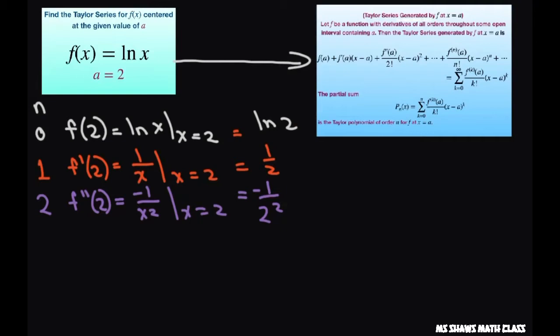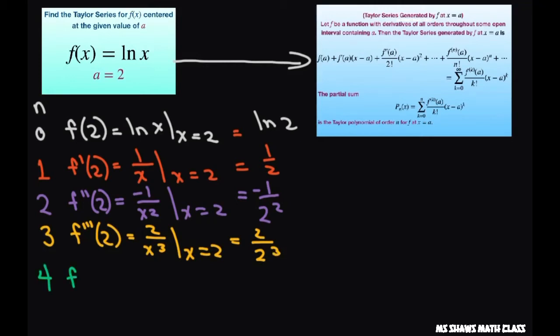All right, let's try the third one. F triple prime of 2 is going to equal 2 divided by x cubed. Evaluate that at x equals 2, and that gives you 2 divided by 2 cubed. All right, and for n equals 4, we have the fourth derivative at 2. That's going to be negative 6 divided by x to the fourth power. At x equals 2, that gives us negative 6 divided by 2 to the fourth power.